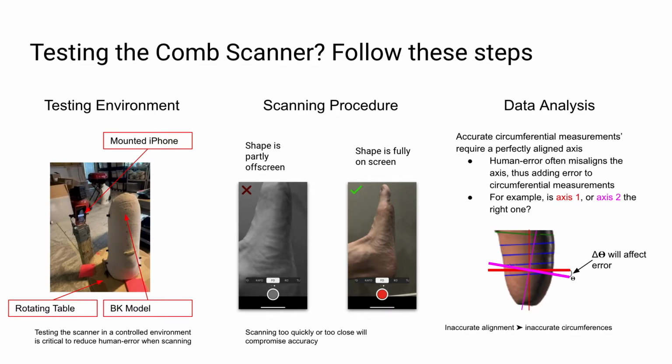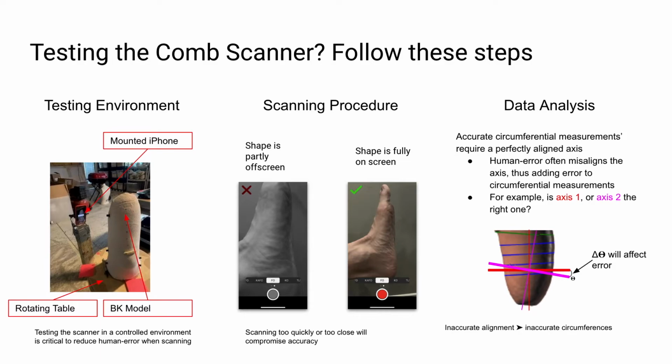Next, an example of a good and bad scanning procedure is shown in the middle of the screen. It's critical that the entire object remains in the camera's field of view throughout the duration of the scan. The grayscale image exemplifies an object that is too close to the scanner. Scanning too close to the object may result in an inaccurate scan.